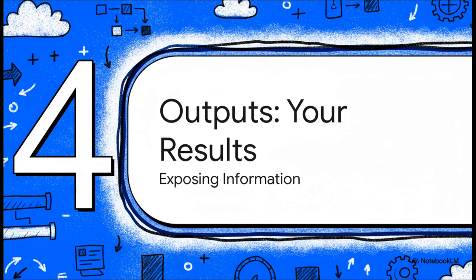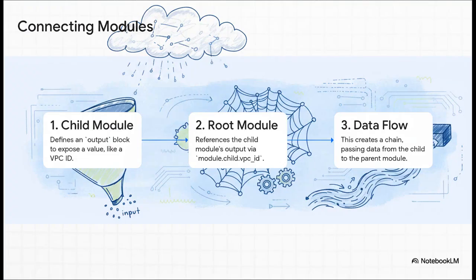Okay, let's talk about our third and final pillar, outputs. Once Terraform has built all your cool stuff, outputs are how you get information back out of it, like an IP address or a database connection string. And this right here is their killer feature. They let you glue your modules together. So imagine you have one module that builds your network, your VPC. It can output the VPC's ID. Then, back in your main code, you can grab that ID and feed it into another module, maybe one that creates a server inside that specific network. See? It's the plumbing that connects everything.